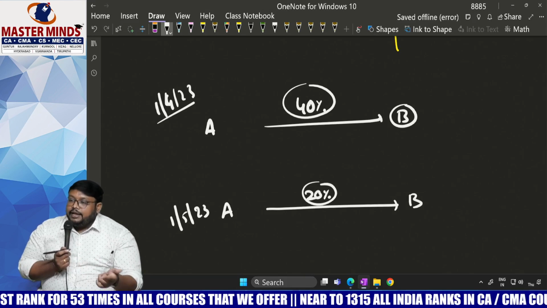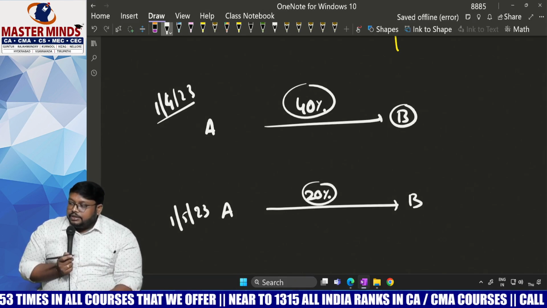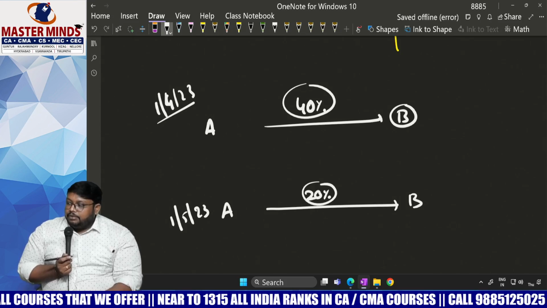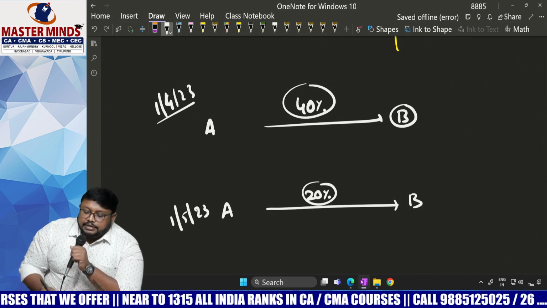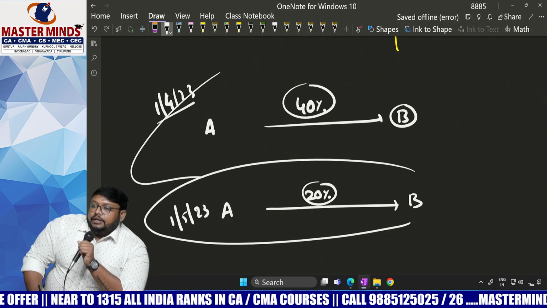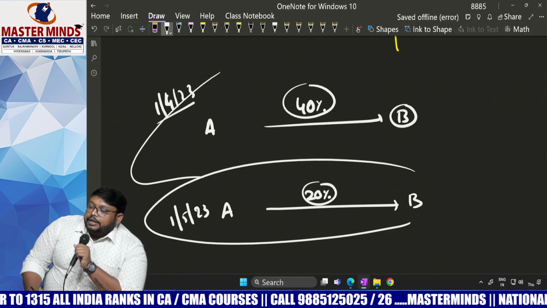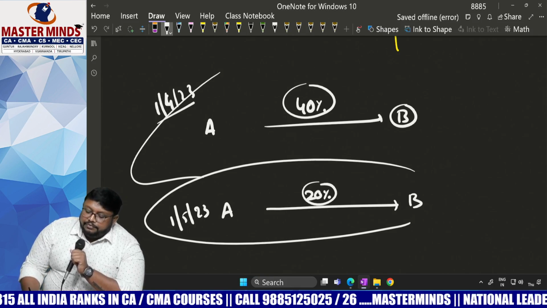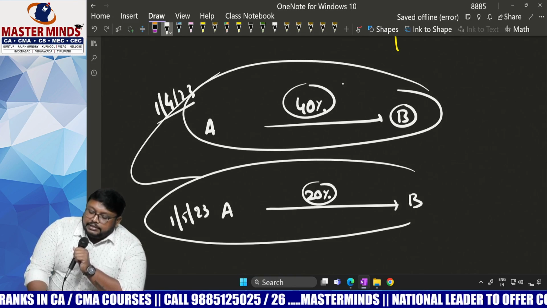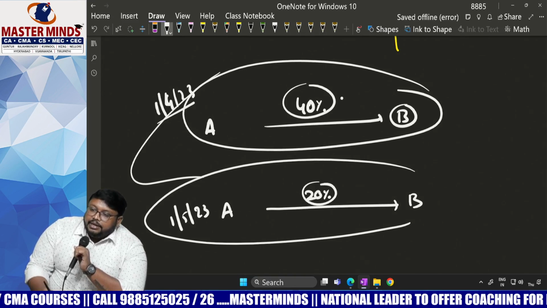So initially he acquired 40%, now he acquired 20%, so in total he holds 60%. Then Ind AS 103 will apply. Yes, that means here a business combination has occurred in stages. When we make it in stages, we have to consider the previous equity interest also. Initially he had an equity interest of 40%, now 20%, so immediately we got control.